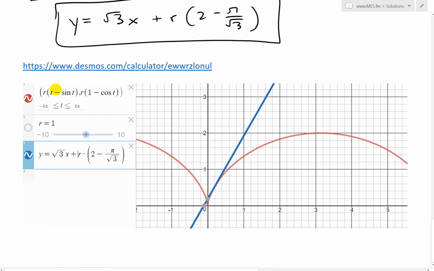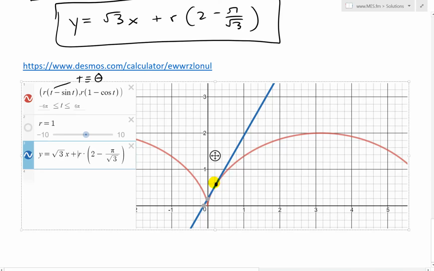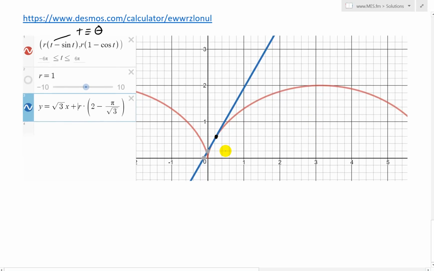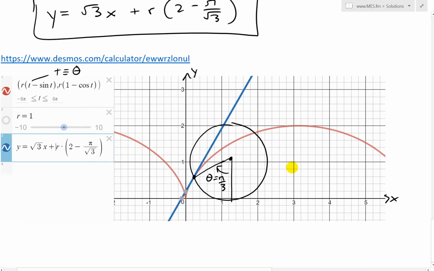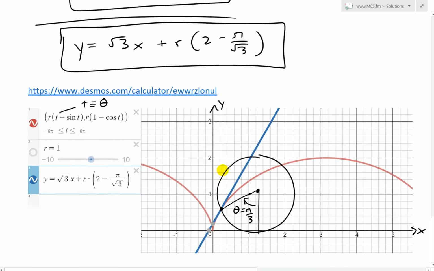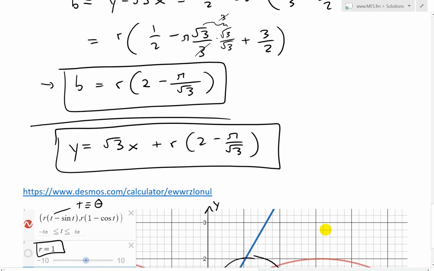And again, I just want to make a note right here. This t is equivalent to our theta. We just can't use that in that calculator for some reason. And at this very point is our graph right there. If we were to graph this, let's see how the circle would look. And again, this is somewhere like that. This is at pi over 3 as our theta, which is pretty cool. Like that, and there is our graph, and I'll put a y. This is our x. And there's our y equals mx plus b, and there's our cycloid curve for r equals 1. It's pretty cool.